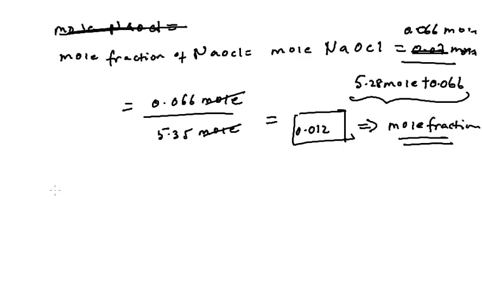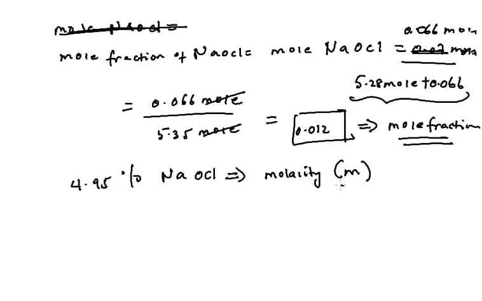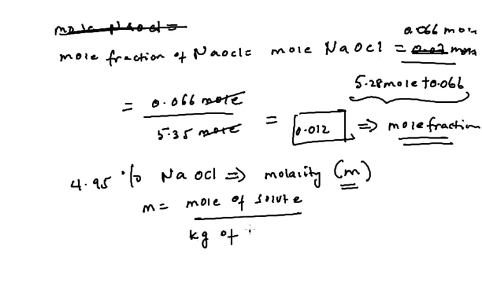So the second question pertaining to this problem is, we still have 4.95% of sodium hypochlorite, and we are looking for the molality. Remember, not the molarity, but the molality, small m. So molality is moles of a solute divided by kilogram of a solvent.